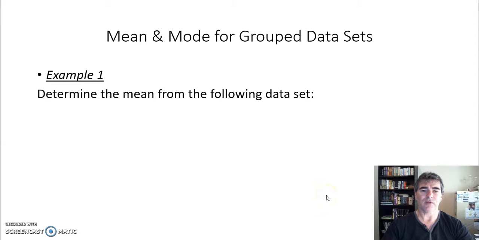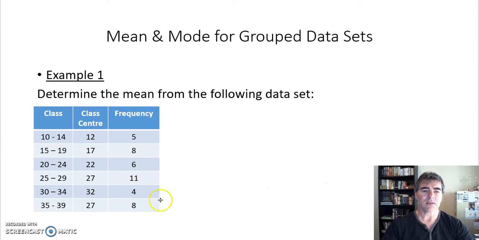Determine the mean from the following data set. So again, there's our classes. It's a set of data that I've used before, so you might recognize it if you've watched previous videos. My class centers are the middle or the center of each class. To remember how to find it, you add the two numbers together, then halve it. So 10 plus 14 is 24, halve it, and we get 12. So that'll tell us the center of each of those classes.